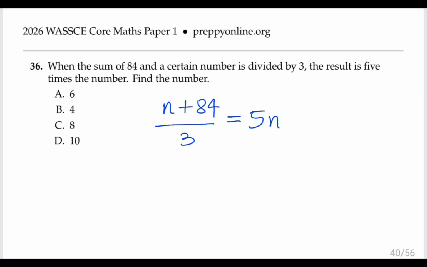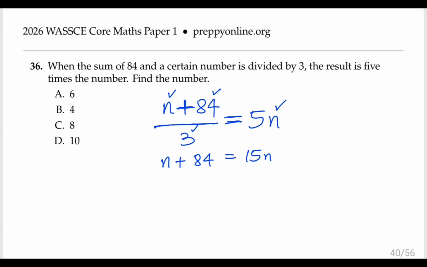So when the sum of 84, so we have our 84 here, and a certain number, we are calling our number n, it's saying the sum, so we add them. When it's divided by 3, so we have our 3 here, the result equals 5 times the number, so 5n. All right, so how do we solve this? We can multiply both sides by 3 to get rid of the fractions. So when you do that, you get n plus 84 is equal to 5n times 3, which is 15n.